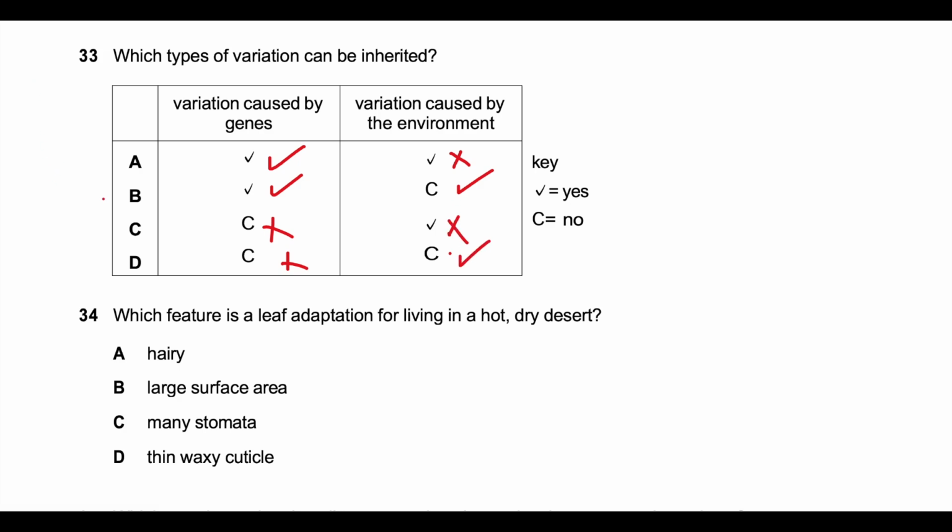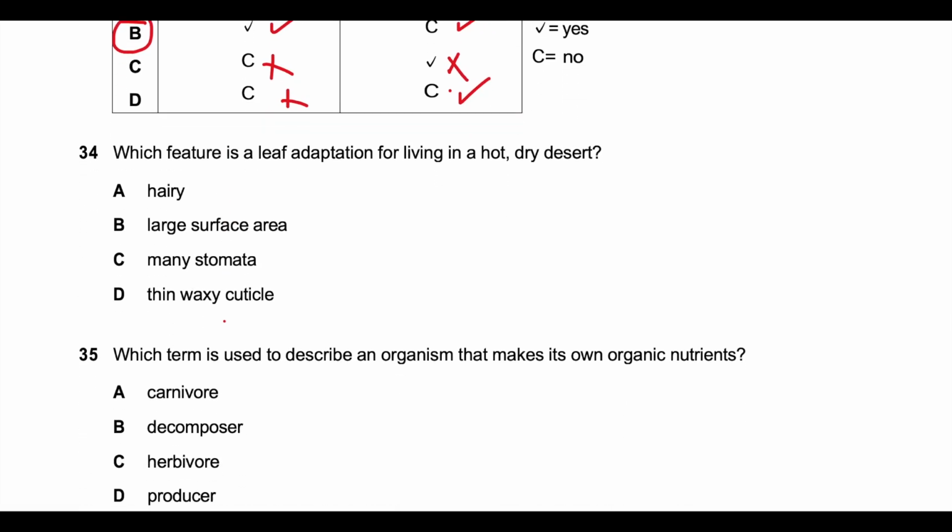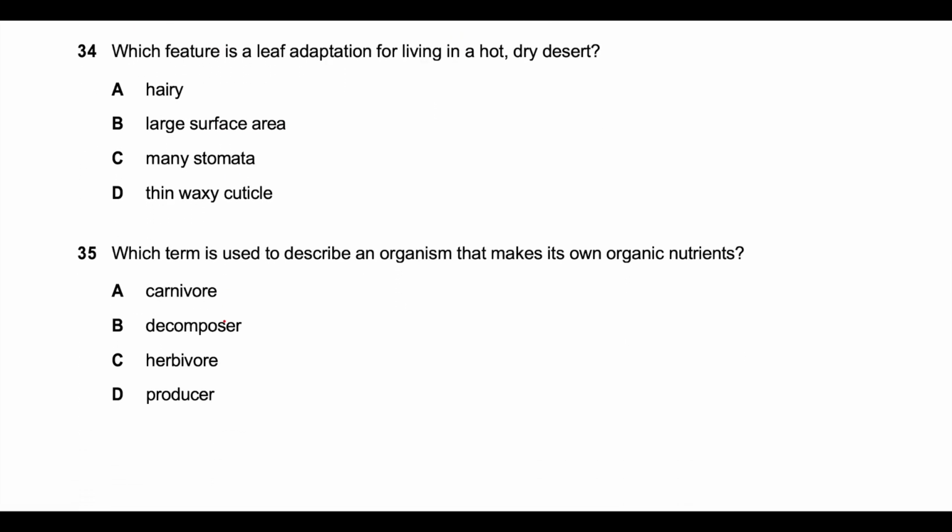So the right answer, guys, is B. Very simple. 34. Which feature is a leaf adaptation for living in a hot, dry desert? Hairy, large surface area, many stomata, thin waxy cuticle. C. It is A.